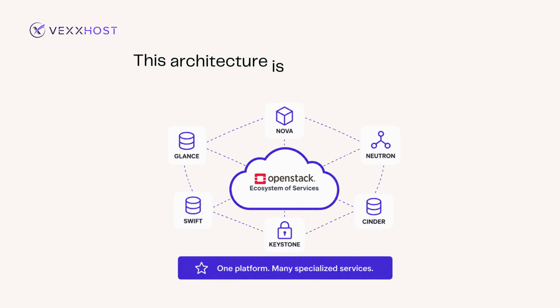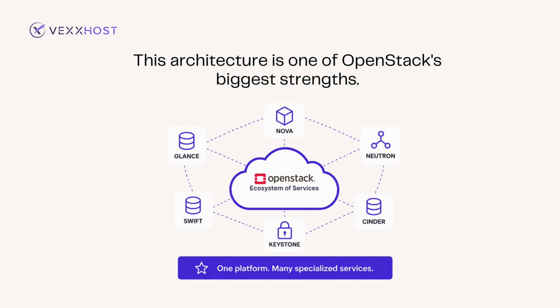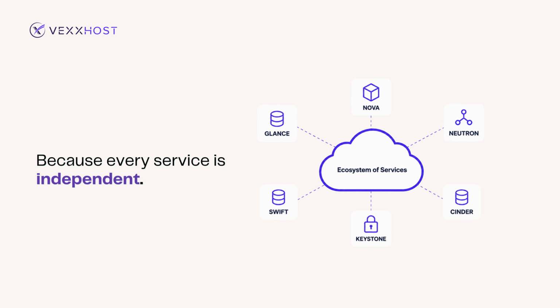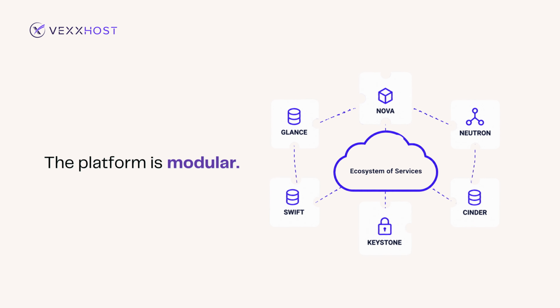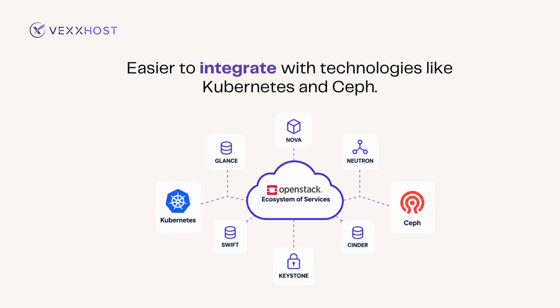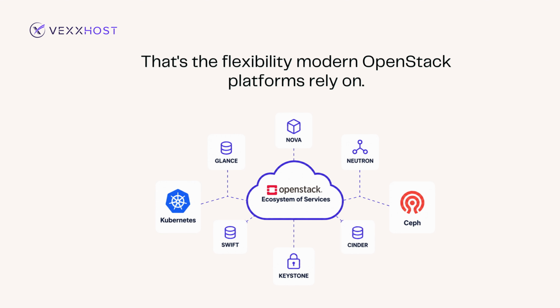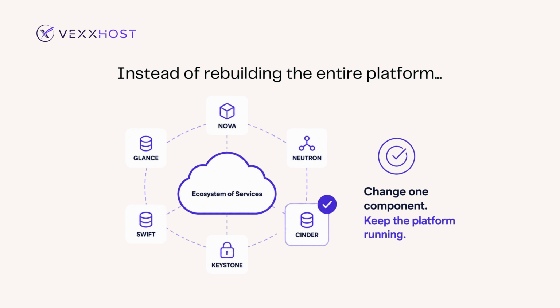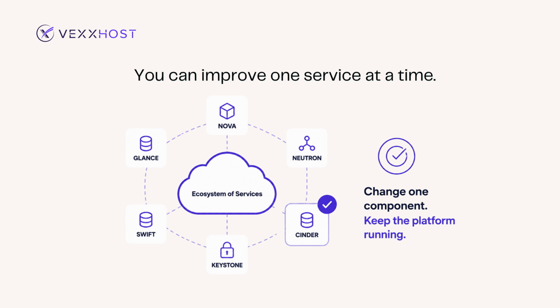This architecture is one of OpenStack's biggest strengths. Because every service is independent, the platform is modular, easier to scale, easier to upgrade, easier to extend, easier to integrate with technologies like Kubernetes and Ceph. That's the flexibility modern OpenStack platforms rely on, including Vexos Atmosphere. Instead of rebuilding the entire platform, you improve one service without disrupting the rest.